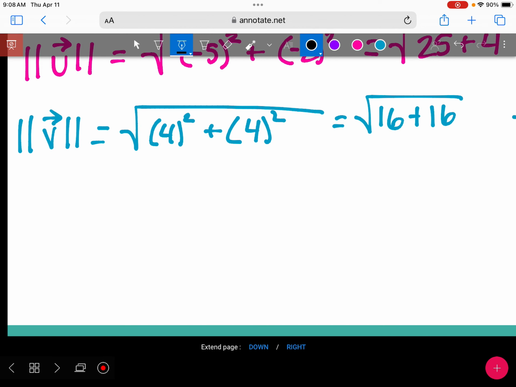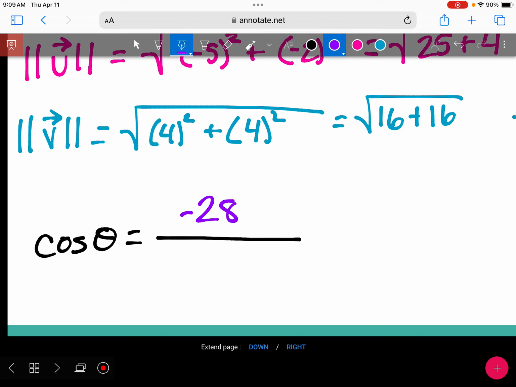So then what we're going to do is we want to find theta. And we know that cosine of theta is going to equal my dot product on the top. So my -28 is on the top. And we're going to multiply together our two magnitudes. So we're going to have our square root of 29 times my square root of 32.